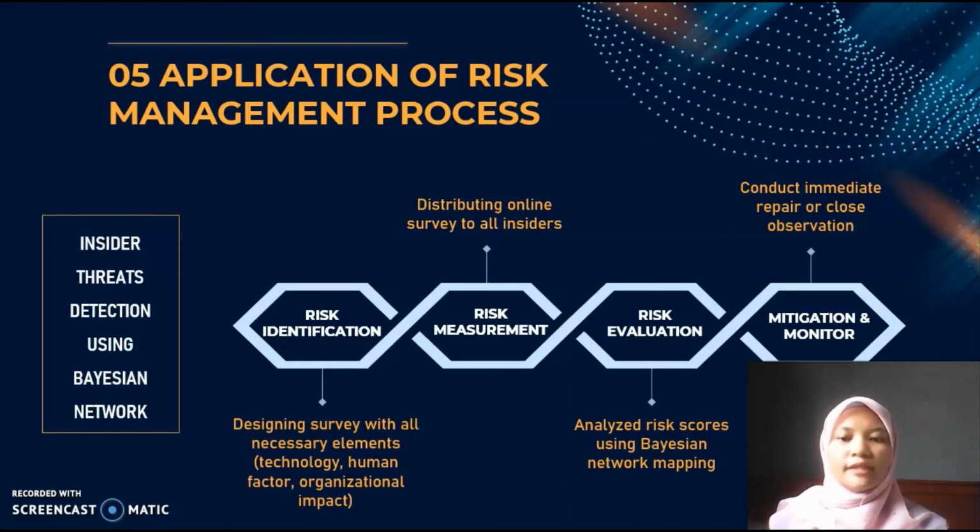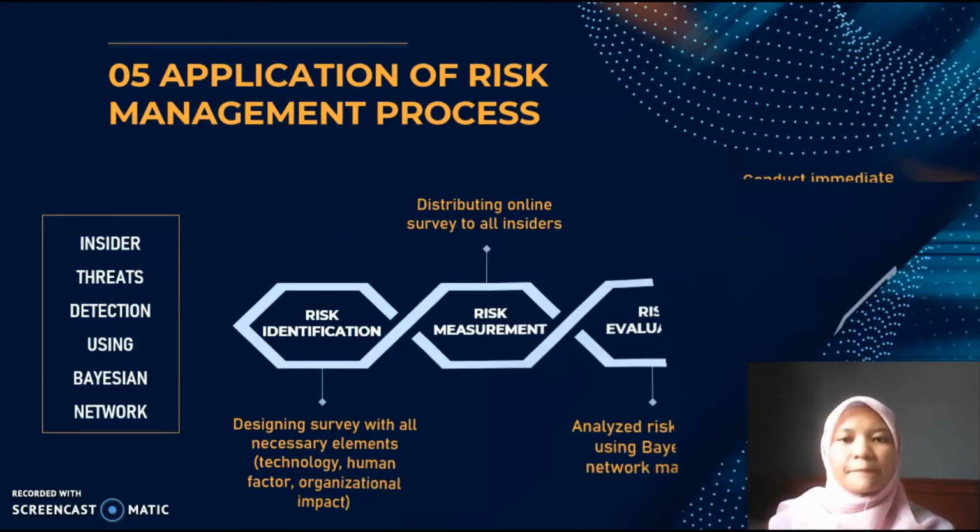Firstly, the risk identification is designing survey with all necessary elements, and then move to the risk measurement process by distributing the online survey to all insiders. Next, after the data has been collected, they evaluate the risk using Bayesian network mapping. And lastly is the mitigation and monitor steps, which they conduct immediate repair and close observation to person with high risk scores, which they obtain from the survey they conducted.